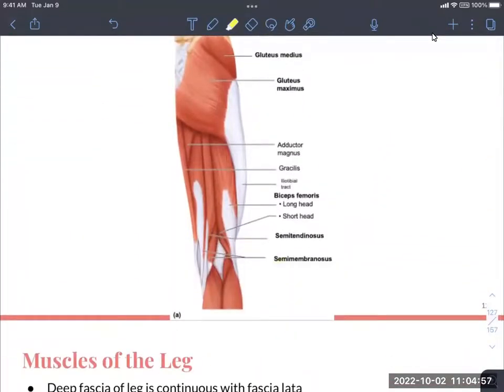You see semimembranosus sits underneath semitendinosus. When we look at it in the cadaver, you'll see semitendinosus has a longer tendon to it, and then semimembranosus is right underneath it. Then we have biceps femoris. We have the long head through here and the short head just underneath it. Semitendinosus, semimembranosus.